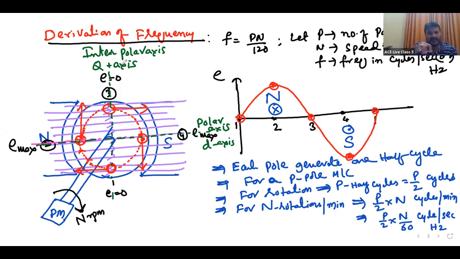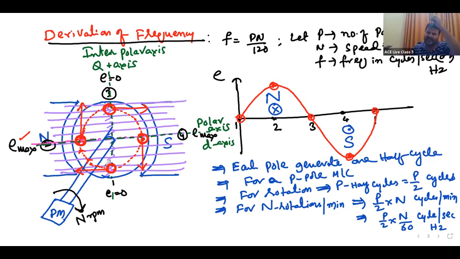Polar axis is nothing but the center of the pole, along the pole. Quadrature axis is in between the poles. Interpolar axis is in between the poles. Important observation: when a conductor is existing under the pole, at the center of the pole, EMF is maximum. When the conductor is in between the poles, EMF is zero. When the conductor is along the quadrature axis, EMF is zero. Along the direct axis, EMF is maximum.